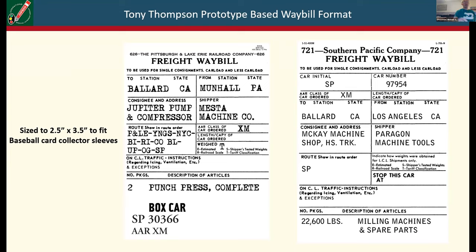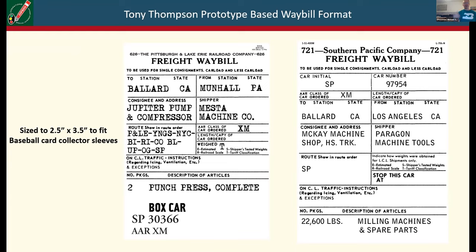Let's briefly go from the top down. At the very top, you have the railroad handling the car, then the to and the from, then the consignee, then the shipper. He has the AAR class, and then the route, the routing information by the railroads and what towns they're in. And then the bottom, it's just the description of the articles, the type of commodity, then the boxcar. So it's SP boxcar 30366, then the AAR designation.